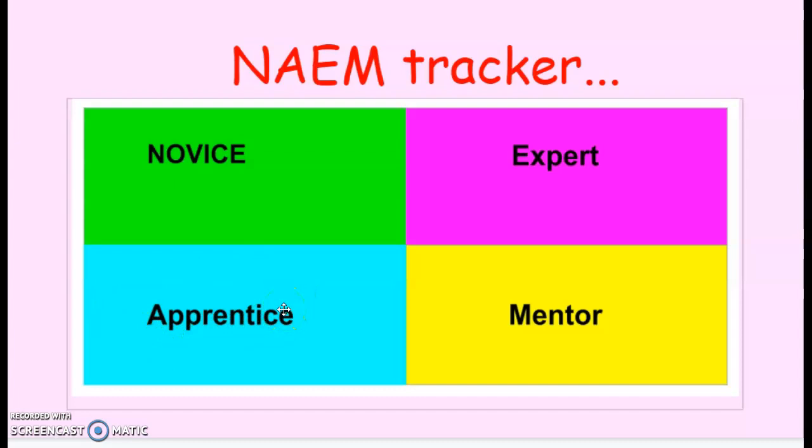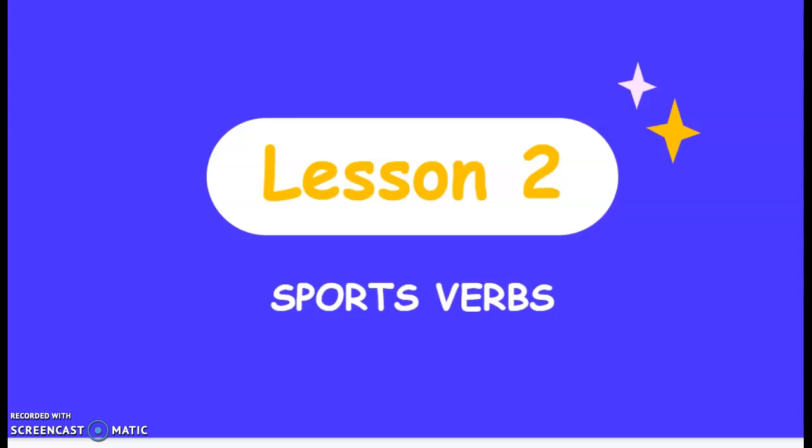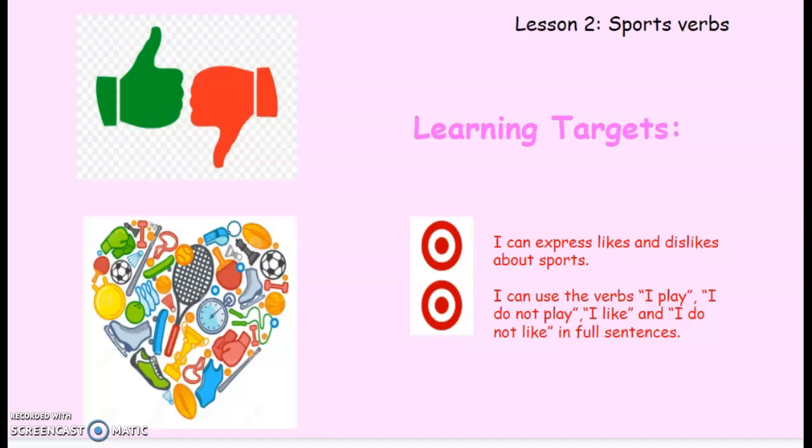I am going to go ahead and start lesson two with you because it really connects to lesson one. Lesson two will be talking about sports verbs. Let's have a look at the learning targets. Our learning target for lesson two is, I can express likes and dislikes about sports. I like soccer. I like tennis. I do not like swimming.